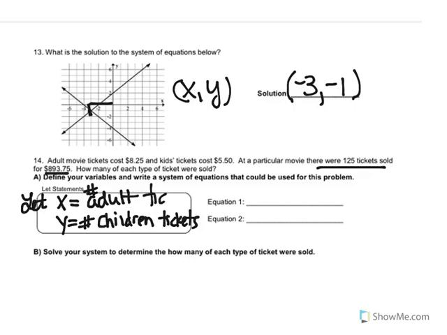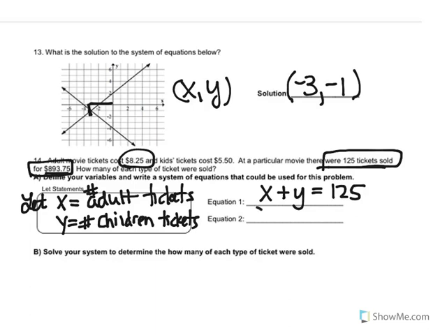We've got two things going on here in this question. We have the number of tickets that were sold, and we have the amount of money that was collected for the tickets. So we want to do an equation for each. For the number of tickets sold, if x is the number of adult tickets and y is the number of children's tickets, then x plus y equals 125. For the money, we know that adult tickets cost $8.25, so $8.25x plus $5.50y equals $893.75.